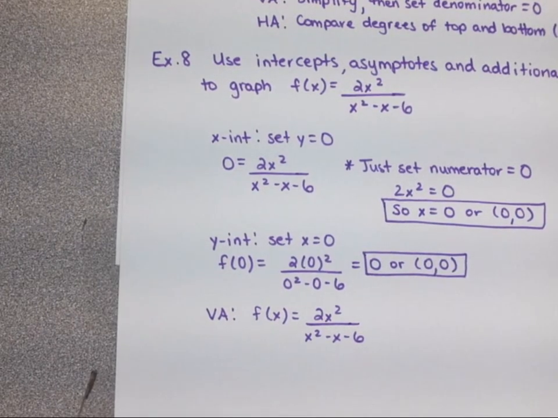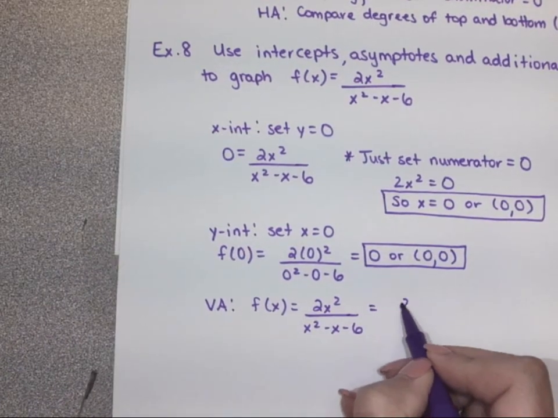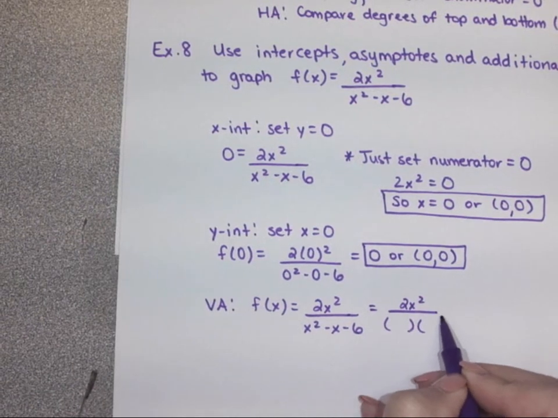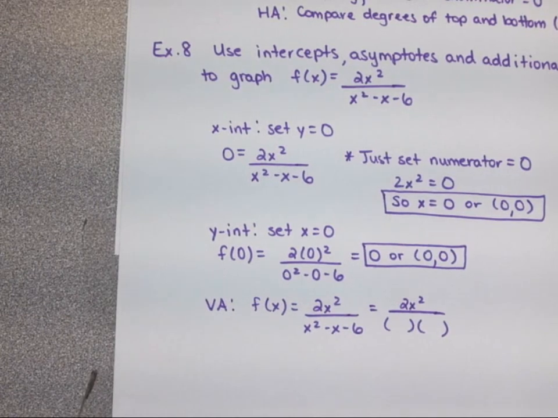Notice the top is just one term, so there's nothing we can do to simplify the top, but could we possibly factor the bottom? Yeah, I think we probably could. So we get 2x squared, right? Remember, we can use the AC method, but I don't know that we need to because the coefficient in front of x squared is just 1.